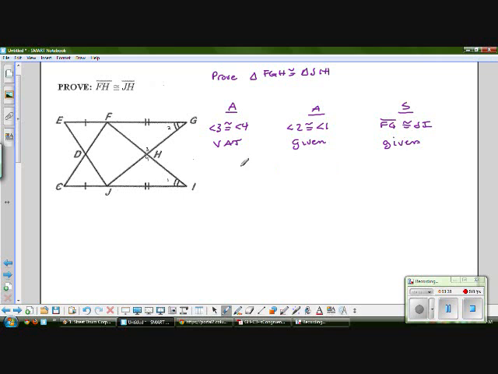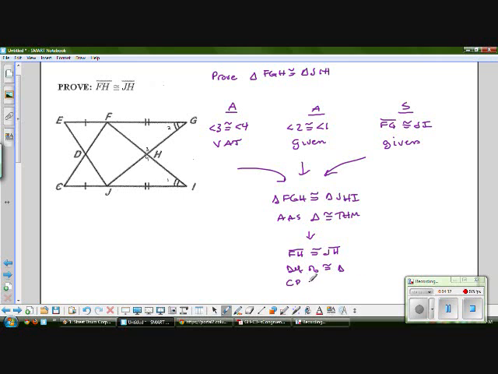Since these 3 conditions are true, I can definitely conclude that triangle FGH is congruent to triangle JHI because of the angle-side triangle congruence theorem. And then since those triangles are congruent, FH must be congruent to JH because of the definition of congruent triangles, which states that all corresponding parts of congruent triangles are congruent. And so if you see CPCTC, that's all it means. It's an abbreviation to tell you that the corresponding parts of congruent triangles are congruent.